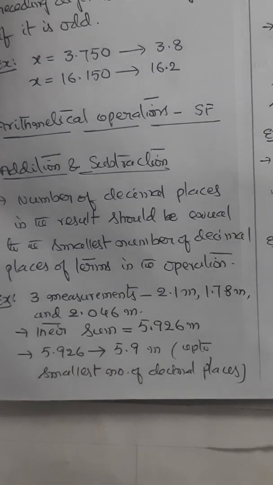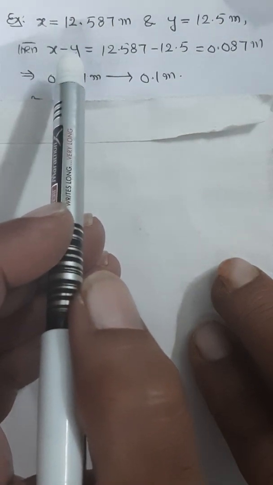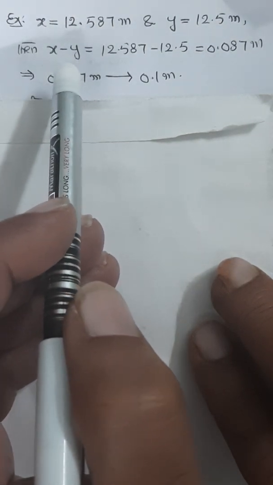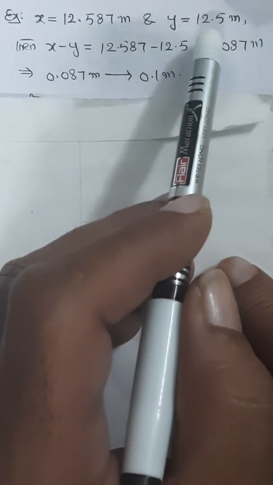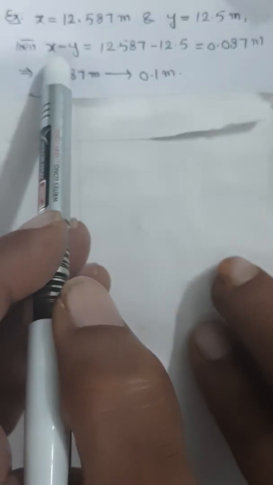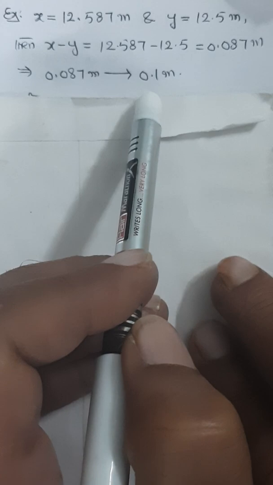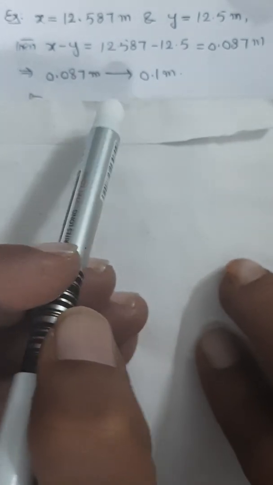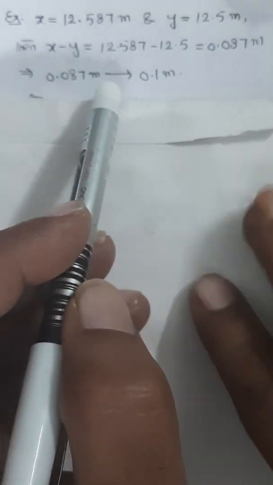Let us take up yet another example. Let us take 2 different variables, say x equal to 12.587 meters and y equal to 12.5 meters. When you subtract, x minus y, that is 12.587 minus 12.5, it is 0.087 meters. Now you can round off to 0.1 meters. Here we have to understand that in the subtraction of quantities of nearly equal magnitudes, accuracy is almost destroyed.